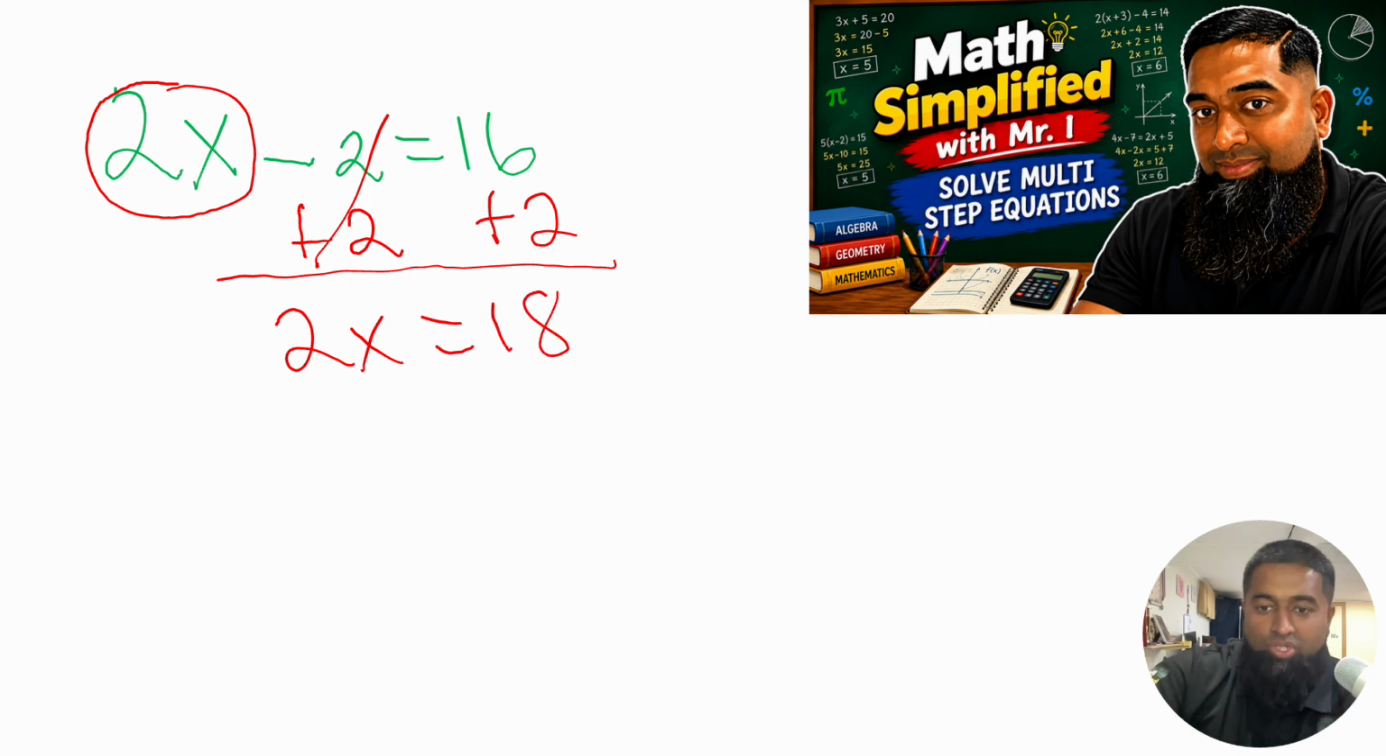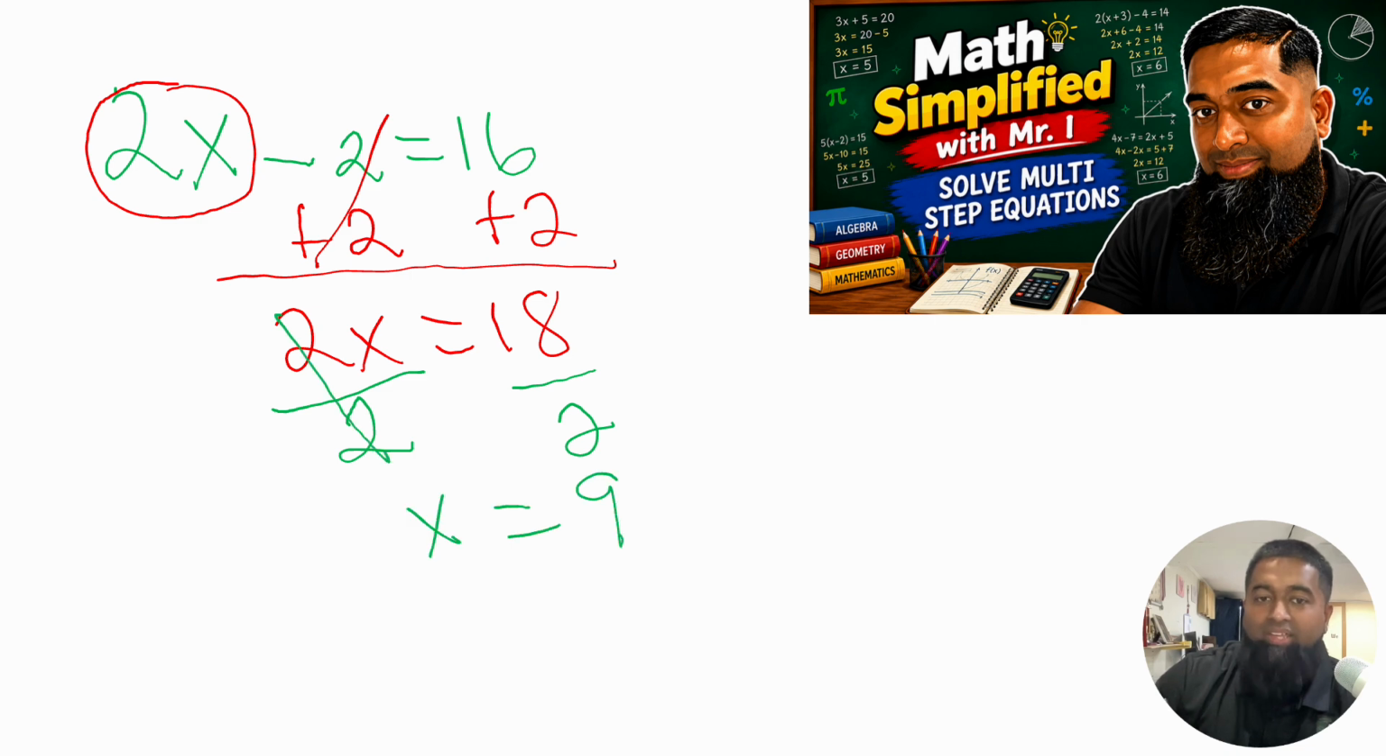Okay, let's switch colors again, right? Because you want to see what's happening. So now, if you multiply by 2, you want to divide by 2. If I divide by 2 on both sides, x equals 18 divided by 2, which is 9. We just solved a two-step equation.